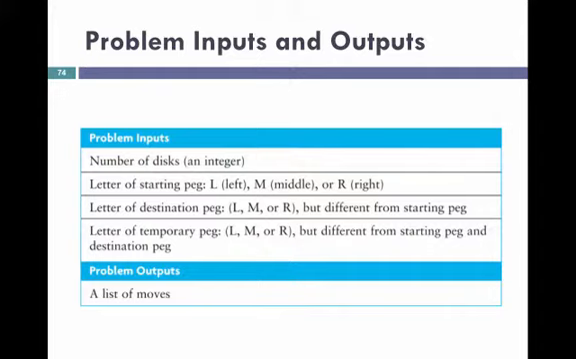So the inputs to the problem are the number of disks, an integer, the letter of a starting peg, L, M, or R, a letter of a destination peg, L, M, or R. It has to be different from the starting peg, and a letter of a temporary peg, L, M, or R, and it has to be different from the starting and destination peg. So three pegs, three different purposes, and the output of the problem is a list of moves.